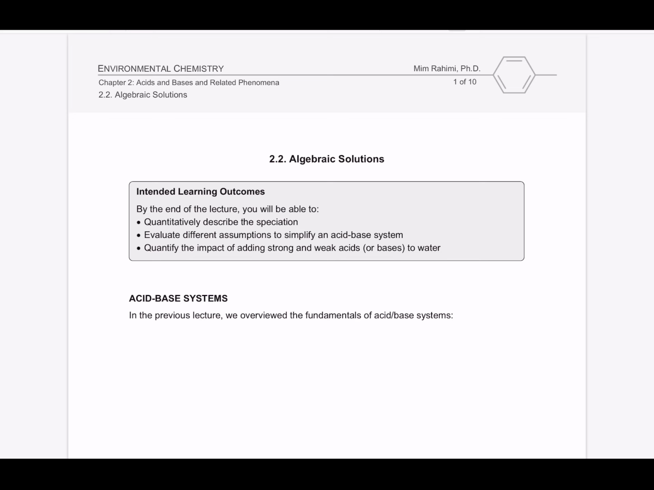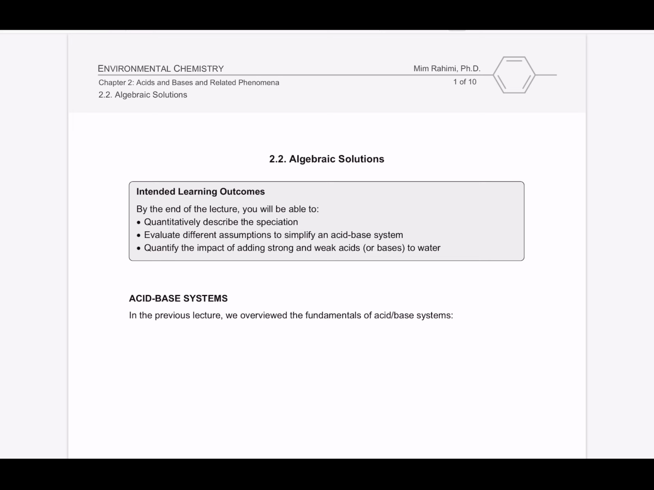Welcome to the second lecture of the second chapter of the course. Today is the first lecture on how to do speciation calculation. Today we're going to use algebra. The next lecture would be using graphs, and then the following lecture would be using some programming and some software. But the theme of the following two lectures and also this lecture would be the same. We're going to do quantitative description of speciation.